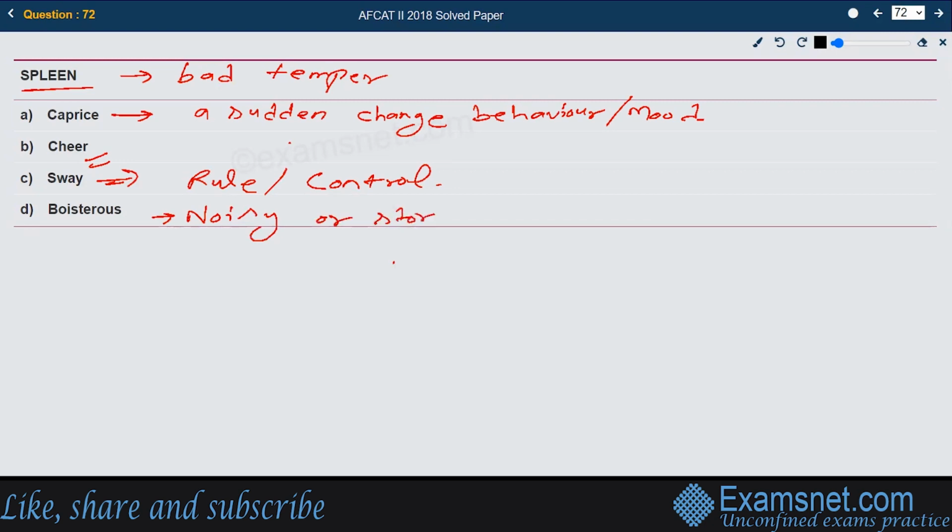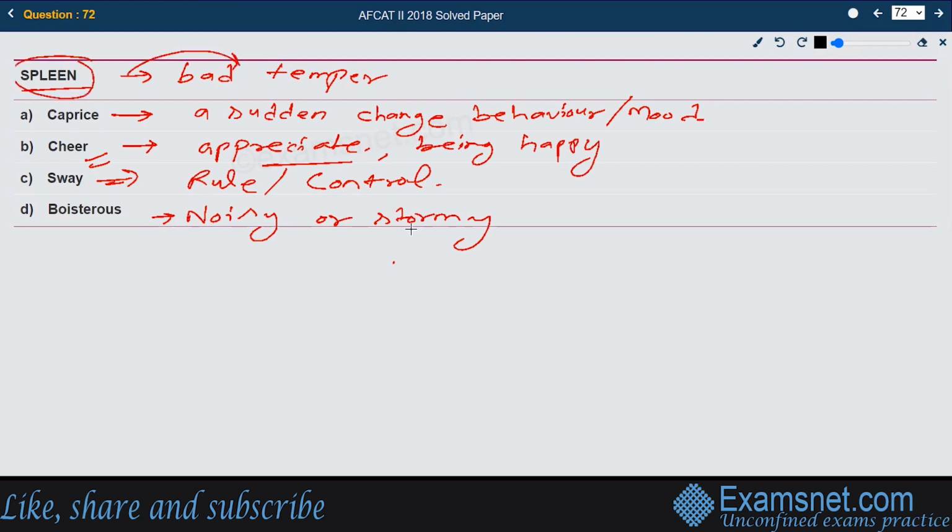The word cheer means to appreciate something, and also being happy. Being cheerful is being happy. So if we look for the antonym of spleen, which means bad temper, cheer should be the right antonym, which says being happy or being pleasant. So that is the right answer, option B.